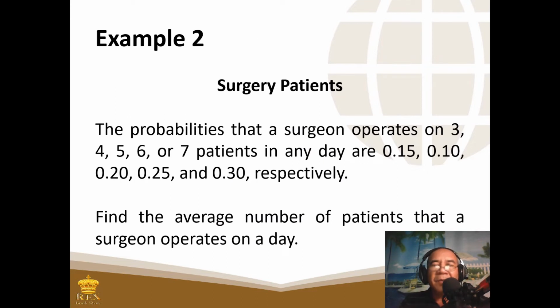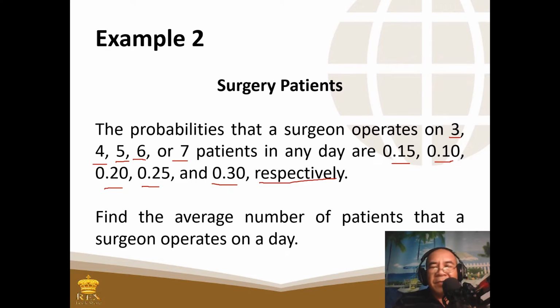Okay, another example, surgery patients. The probabilities that a surgeon operates on 3, 4, 5, 6, 7 patients in any day are 0.5, 0.10, 0.20, 0.25, and 0.30 respectively.